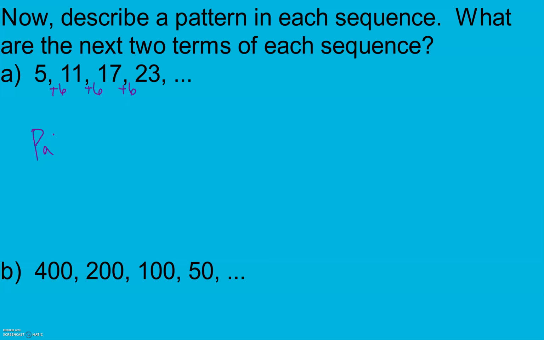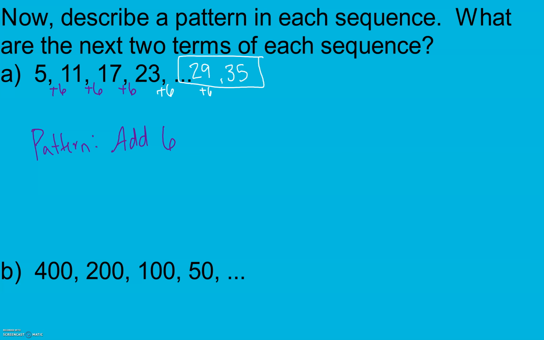So my pattern is going to be every time we add 6 to the number before it. To continue that, I continue my pattern. I keep adding 6, 29, and 35, and that gives me my next two terms of the sequence.